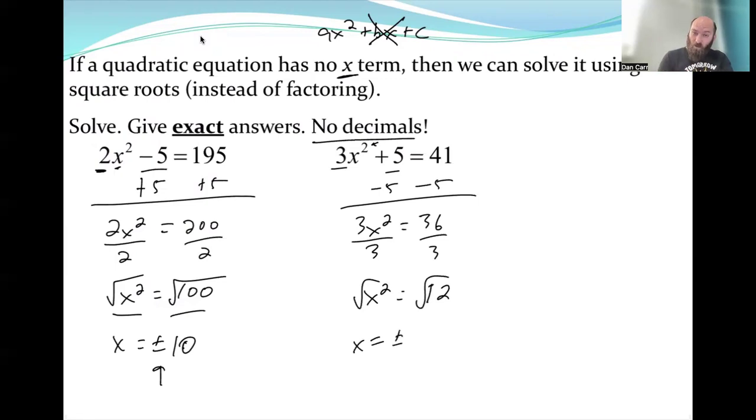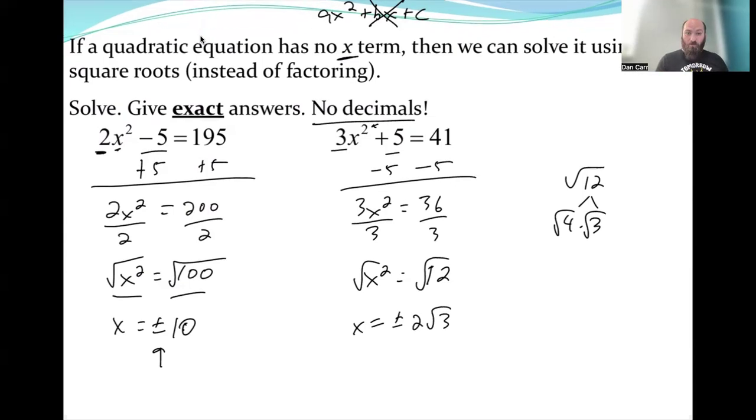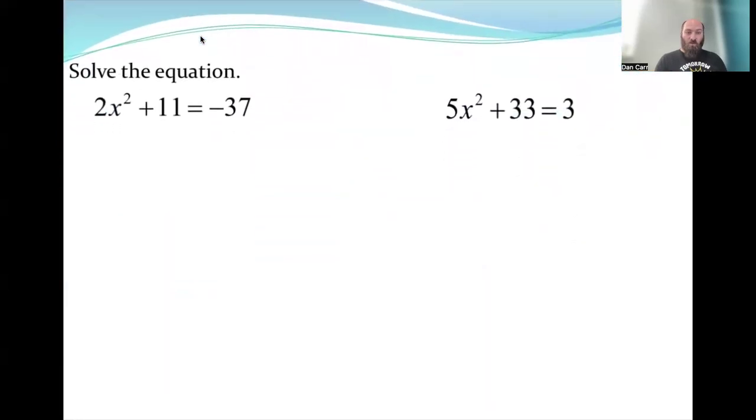Additionally, we're doing the square root of 12. We can break that down like we've done before. Since 12 is 4 times 3, I take the square root of 4 and the square root of 3. So it becomes a 2 radical 3. So again, my final answer here is plus or minus 2 radical 3. Okay, let's solve a few more here.